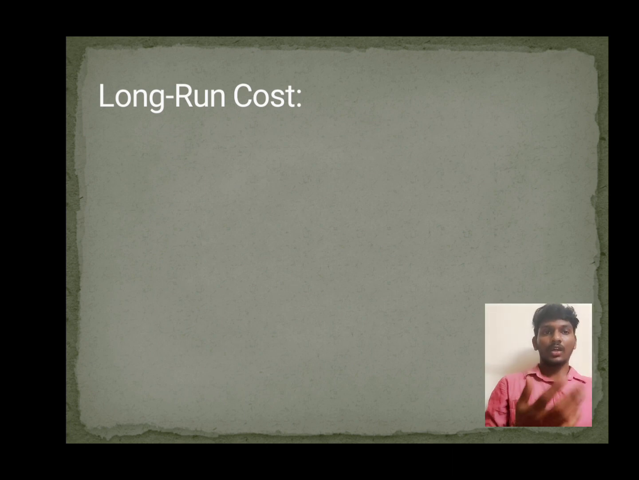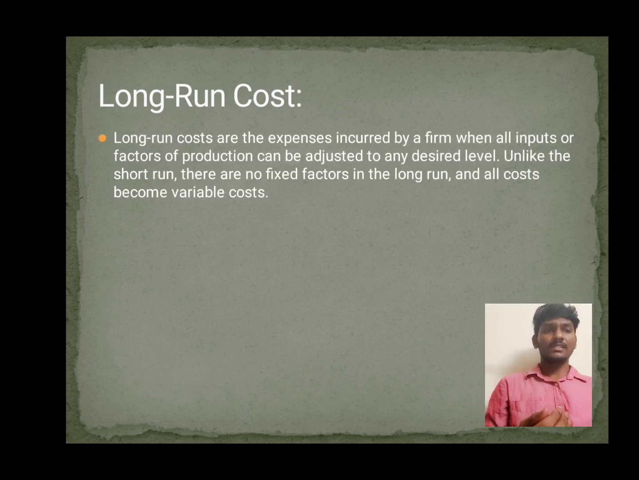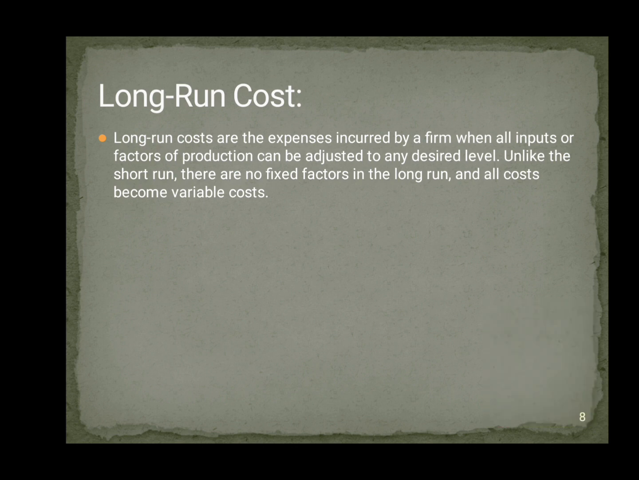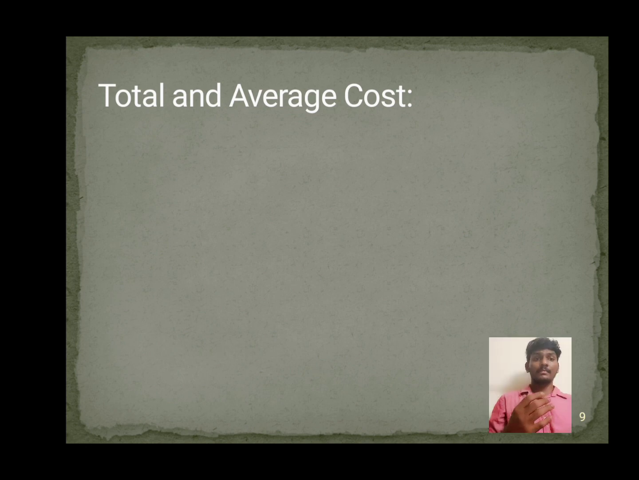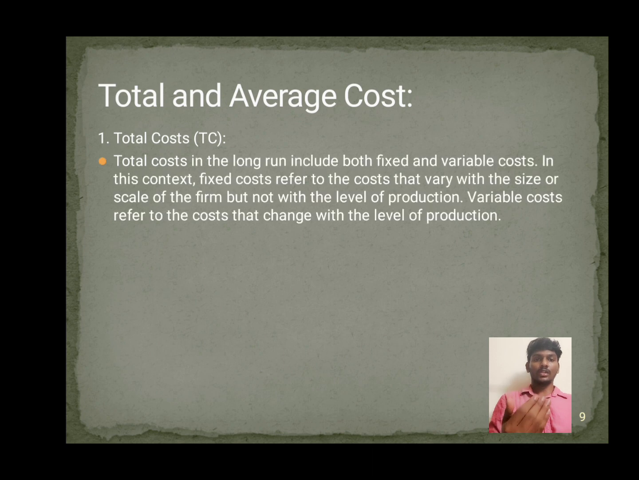Next, I'll go with long run cost. Long run costs are the expenses incurred by a firm when all inputs or factors of production can be adjusted to any desired level. Long run cost can be further classified into total and average cost. First, I'll start with total cost.